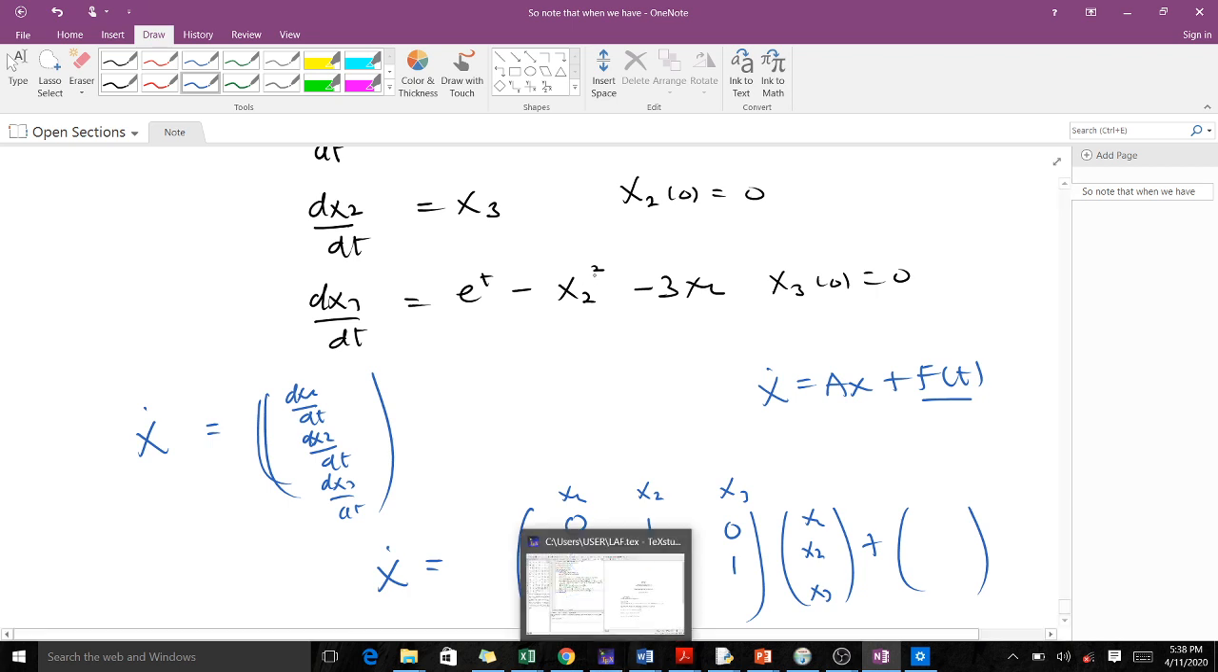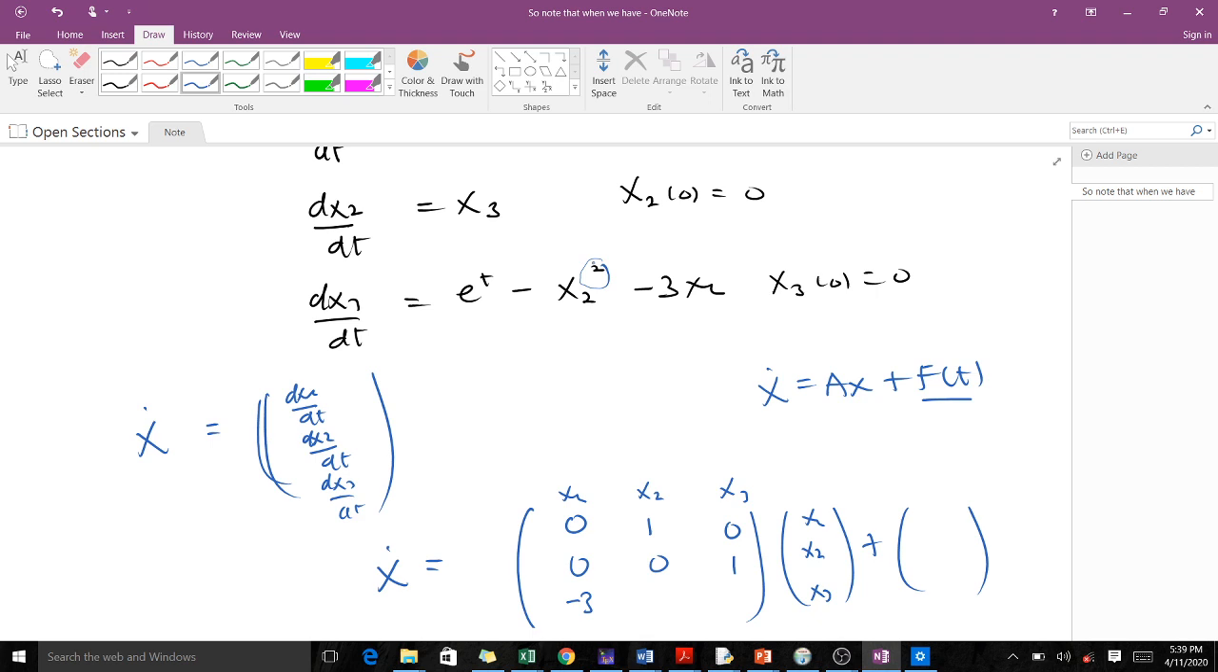But when you get here, you realize that we have a squared here. And this squared here makes this particular differential equation non-linear. And because our differential equation is non-linear, it means that we can't write it in a matrix form. So with this particular question, we can't write it in a matrix form.